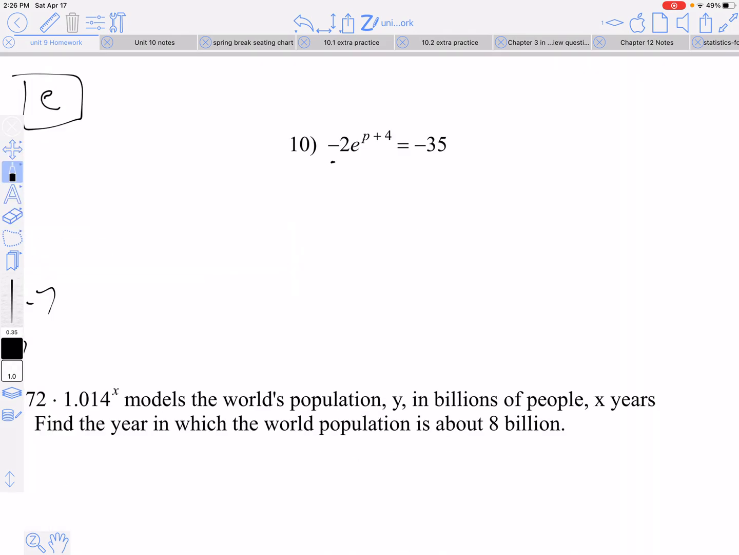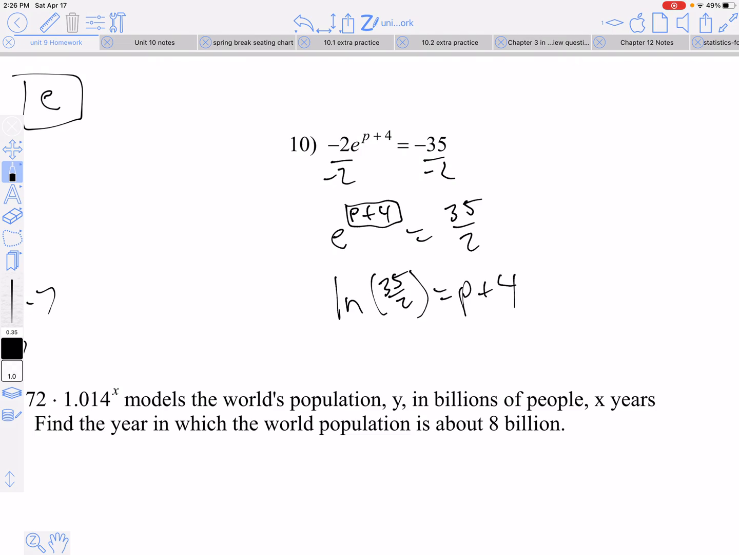Now this one, same idea. I'm just going to divide by negative 2. So e to the p plus 4 equals negative divided by a negative, and then 35 divided by 2. I'm just going to leave as 35 halves. And same idea, I'll just change it to log form in order to get the variable out of the exponent spot. Log base e is actually just ln, if you remember. So ln of 35 halves equals p plus 4. We'll put that in our calculator, subtract 4, and we'll be done. So hopefully this helped.